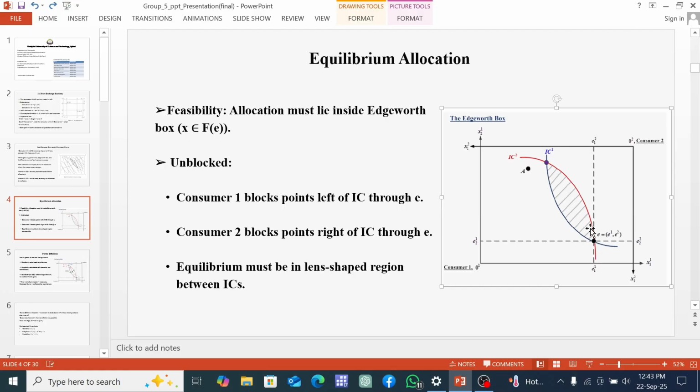If we move from here to there, then the satisfaction for individual 2 is the same across the points. But if we see the perspective of individual 1, the satisfaction is increasing, right? We are getting a new IC curve here. Satisfaction is increasing, so this is definitely an unblocked position. So that's why it is saying that equilibrium must lie inside the lens-shaped region between ICs.